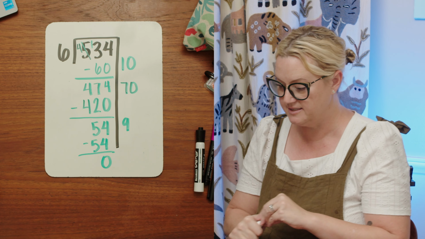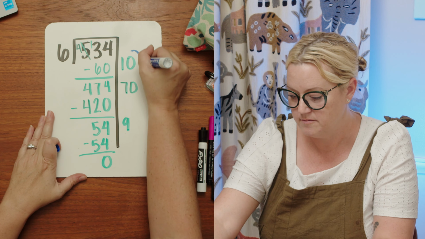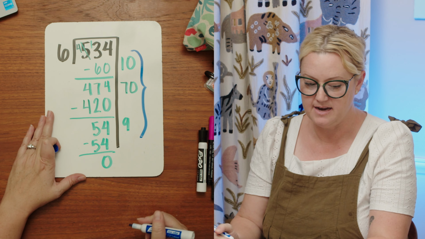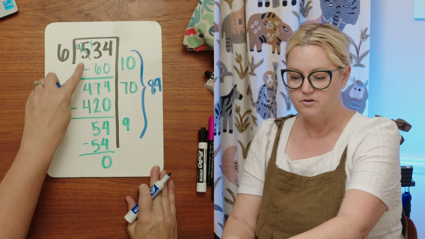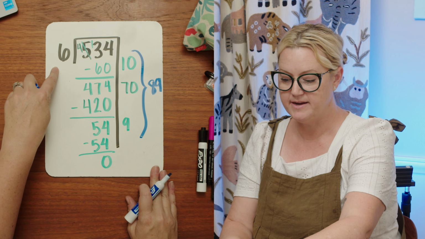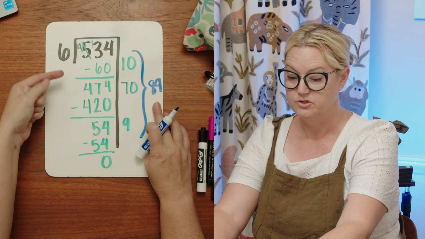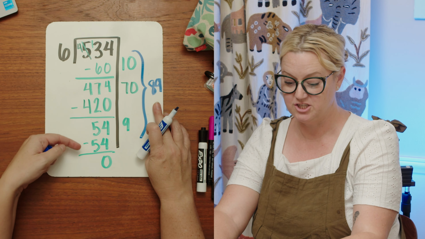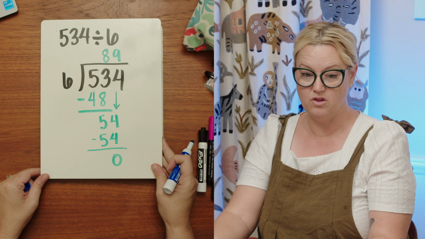Now look at this. What is 10 plus 7 plus 9? It's 89. So 534 divided by 6 is 89. So we've got repeated subtraction, and then we've got traditional long division.